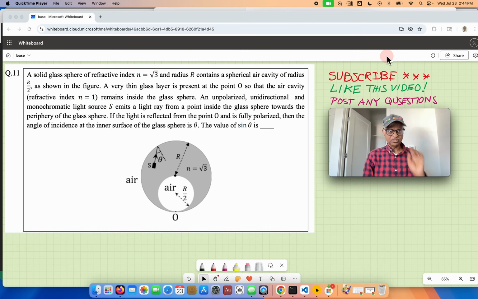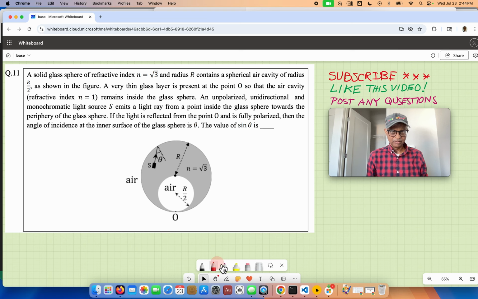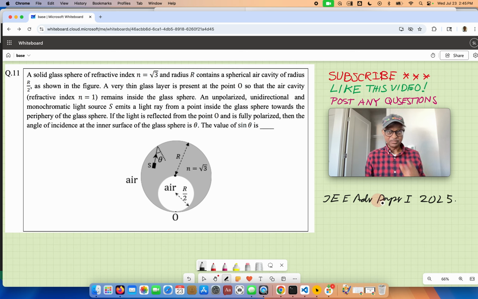Now this is question number 11, and this is from the usual place I'm working with, the JEE Advanced paper 1 of 2025 this year. Some of the other years have been worked out on this channel. All right, so this is actually a very good problem. Let's read it.